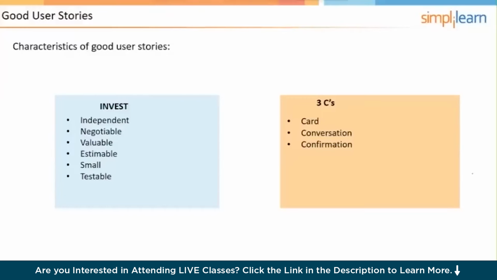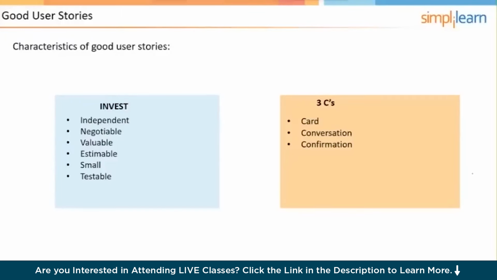E has to be estimable, as in estimatable, except estimatable is not really a word, it's estimable. And S is for small, has to be small enough to be done in a single sprint. If we're doing 2-week sprints, it has to be able to be done in 2 weeks or less. If we're doing 4-week sprints, it could be a larger user story, but it would still have to be done in 4 weeks or less.